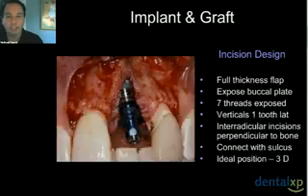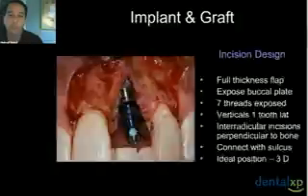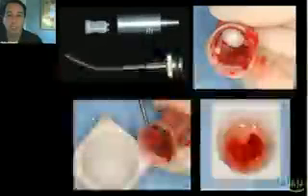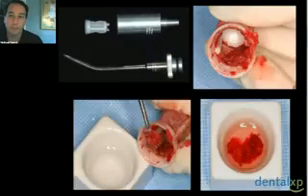We still have threads exposed. About 7 threads are exposed on that implant. And we'll take autogenous bone. We'll pack that over the implant. And utilizing the technology that I had 15 years ago, we took a Gore-Tex membrane and placed it over it.